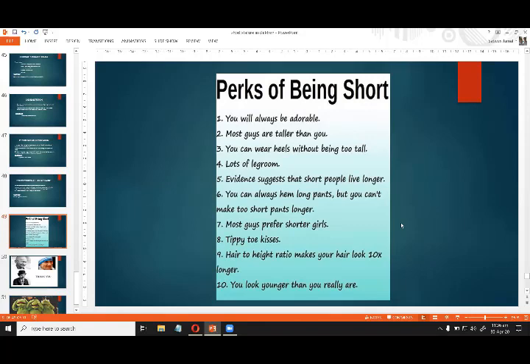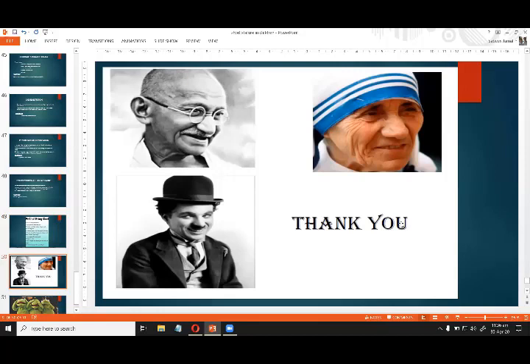There are very famous personalities in history who were of short stature, but the short stature was not a hurdle in their becoming famous, like Mahatma Gandhi, Mother Teresa, Charlie Chaplin.